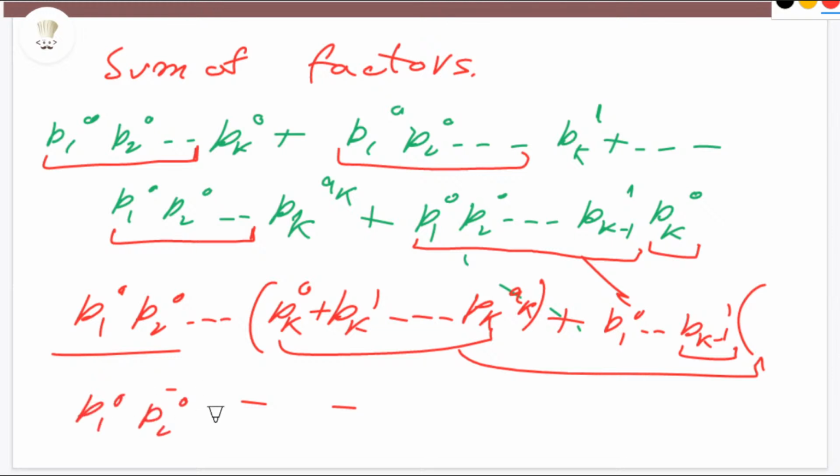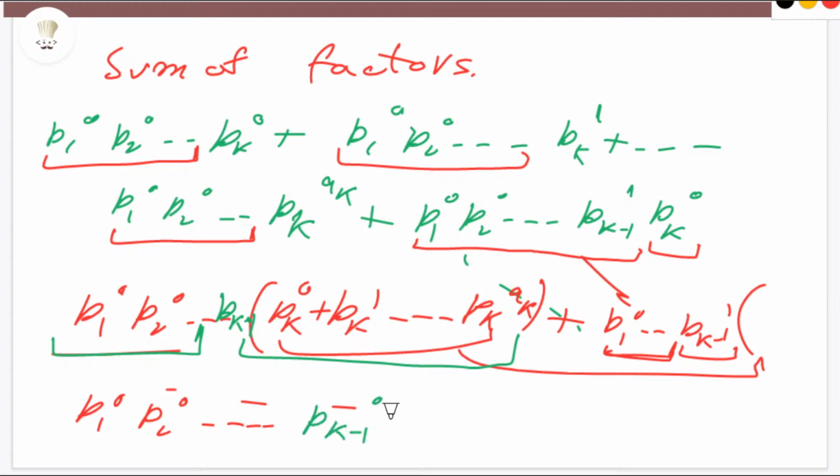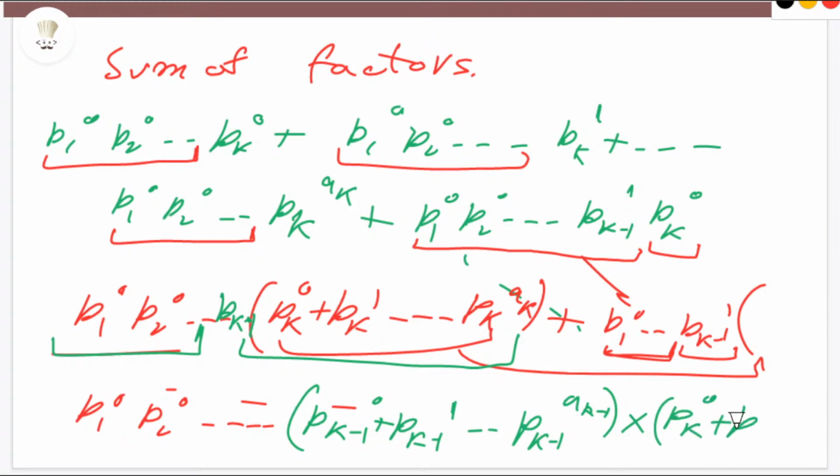Next we can again take the common for Pk minus 1, and we would get P1 to the power 0, P2 to the power 0. This time we are taking the terms from here to here, up until Pk minus 1, and we are taking this as a common term. When we do that, what we will get is P1 to the power 0, P2 to the power 0 up until Pk minus 1 to the power 0, plus, sorry, here would be a plus, Pk minus 1 to the power 1, etc., Pk minus 1 to the power Ak minus 1, into Pk to the power 0 plus Pk to the power 1 up until Pk to the power Ak.